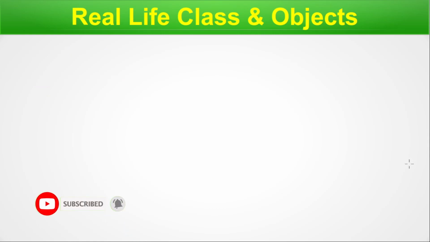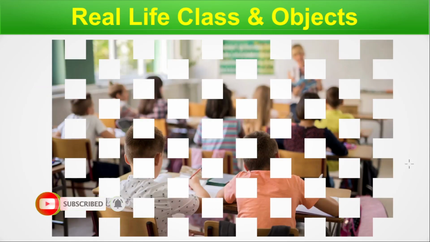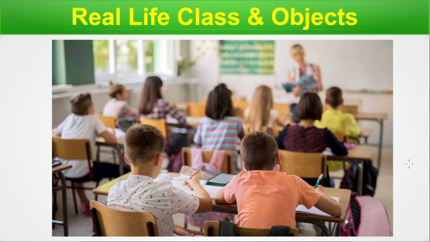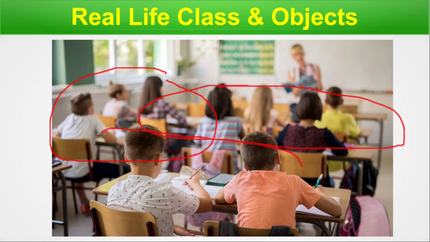Real-life class and objects. Here I will give you a pictorial example of real-life class and object. You can see multiple students sitting in a class, right? And here you can see there is a teacher. Although the teacher is blurred, you can still see her. Now you can see that there are many students. Here are some students, here are some students, and these are the students who are backbenchers.